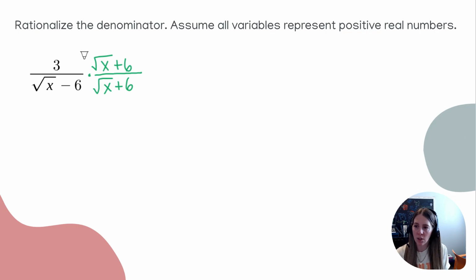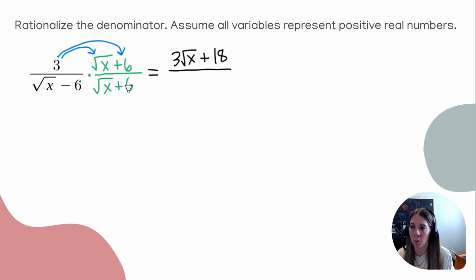So let's start with the numerator. I have 3 times the square root of x and 3 times 6. So 3 times the square root of x plus 3 times 6 is 18. And then in the denominator, I need to multiply these two binomials, really. And I want you to notice that we are actually dealing with a difference of squares here, right?